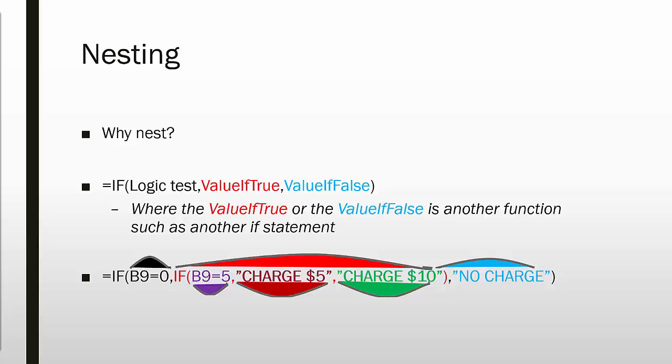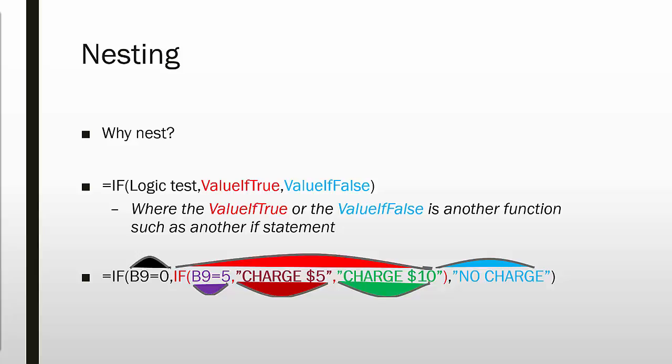Here's a little reminder of our logic for an if statement. Just kind of a review of the arguments. We start any function or formula in Excel with an equal sign. Here we have IF, open parenthesis, followed by the first argument, our logic test, followed by the second argument, the value if true, followed by a comma, the third argument, the value if false.